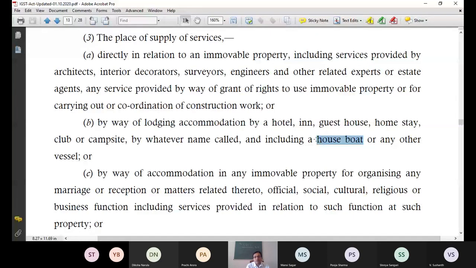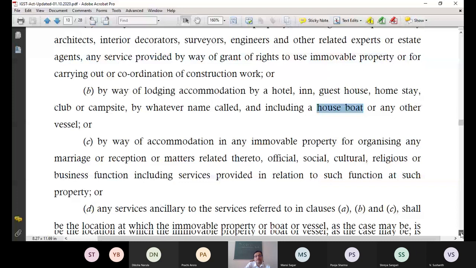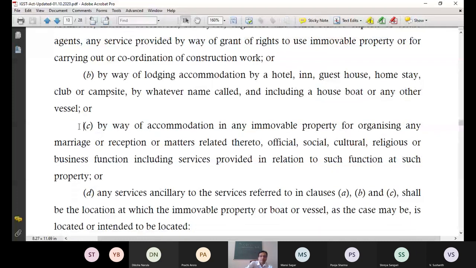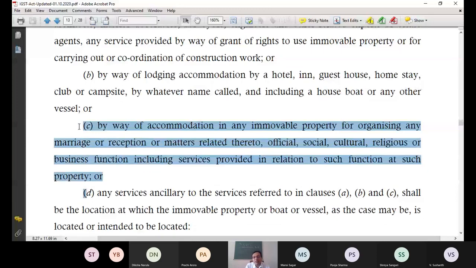So whether you construct a house, whether you are giving any charges to the surveyor, engineer, interior decorator, or if you are not constructing your own house, you are living in any accommodation, any hotel, that is also covered here. Not only this, if you are organizing marriage functions in this house, so many vatikas are there where you go and attend the marriage function, that service is also covered here. By way of accommodation in any immovable property for organizing a marriage or reception or matters related thereto. But one thing is sure that in whatever marriage function is this, it is by way of accommodation in an immovable property. For example, you have booked 100 rooms in a hotel for some marriage function, that will be covered here.